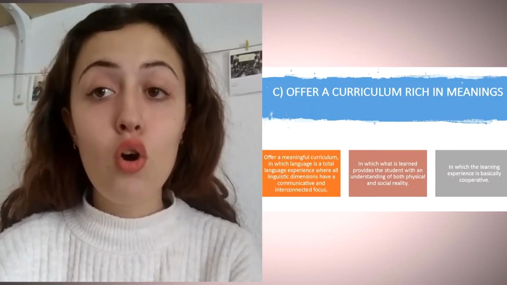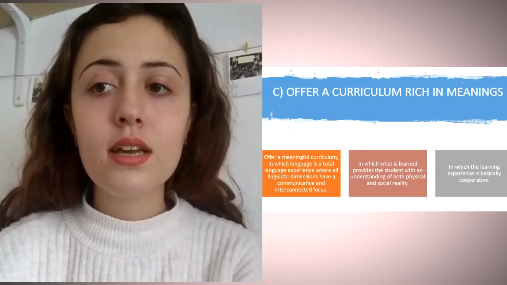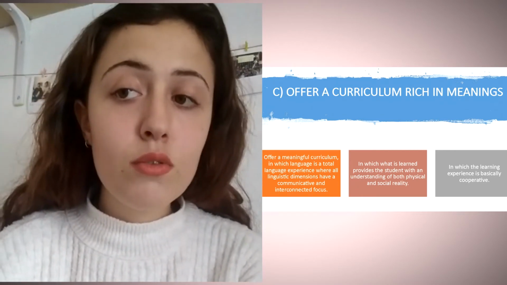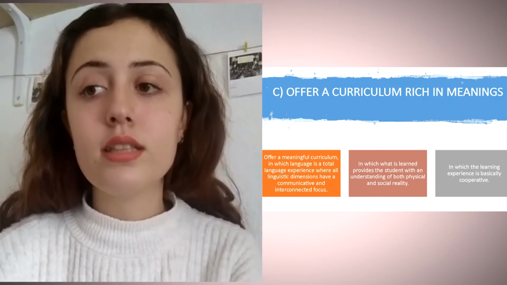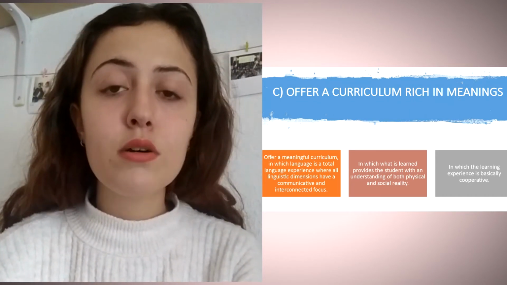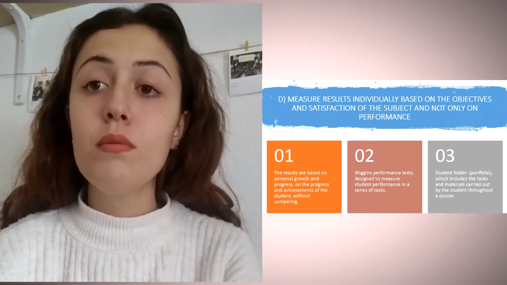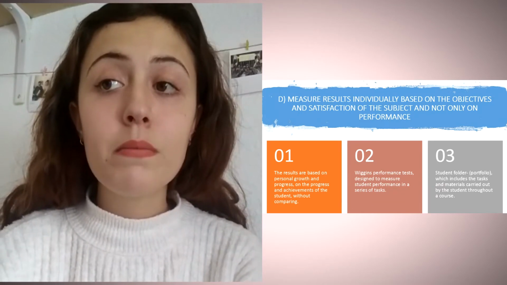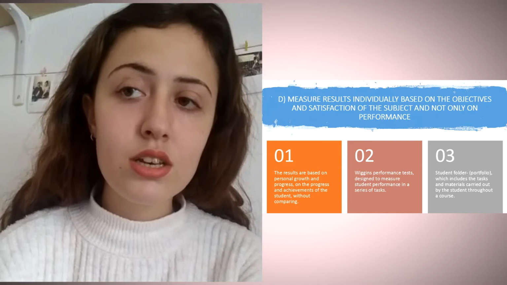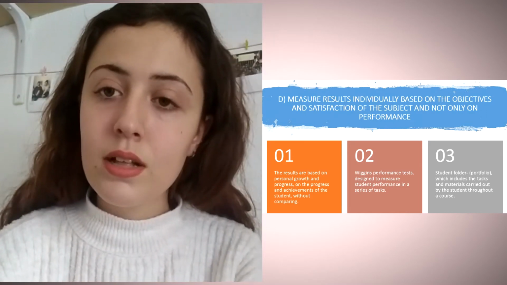Define what we want to teach and find the best strategies. Number 3, offer a curriculum rich in meanings, in which what is learned provides the students with an understanding of both physical and social reality, in which the learning experience is basically cooperative. Number 4, measure results individually based on the objective and satisfaction of the subject and not only the performance.